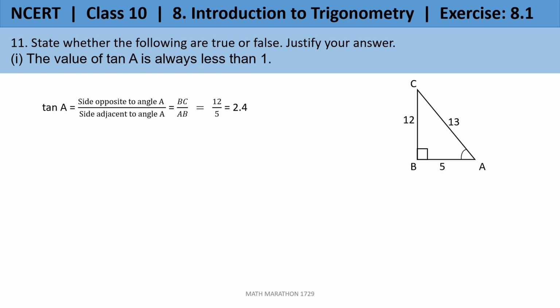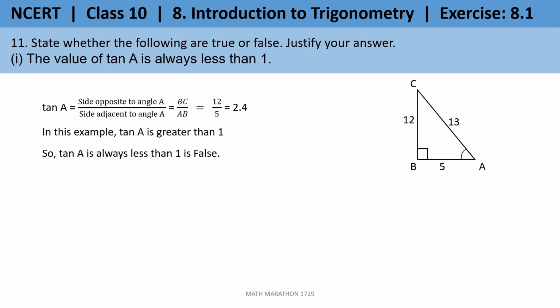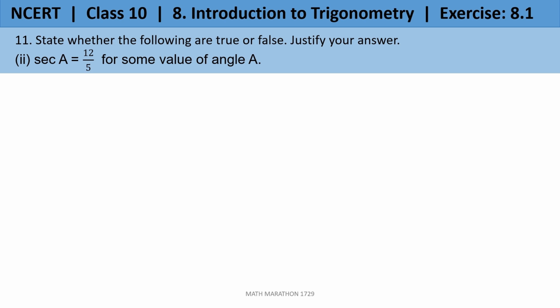Tan A is equal to side opposite to angle A by side adjacent to angle A, which is equal to BC by AB, which is equal to 12 by 5, which is equal to 2.4. In this example, tan A is greater than 1. So, tan A is always less than 1 is false. So, the answer is false.